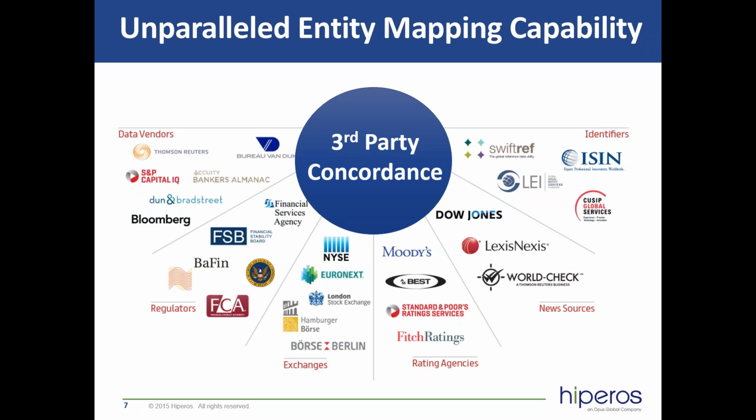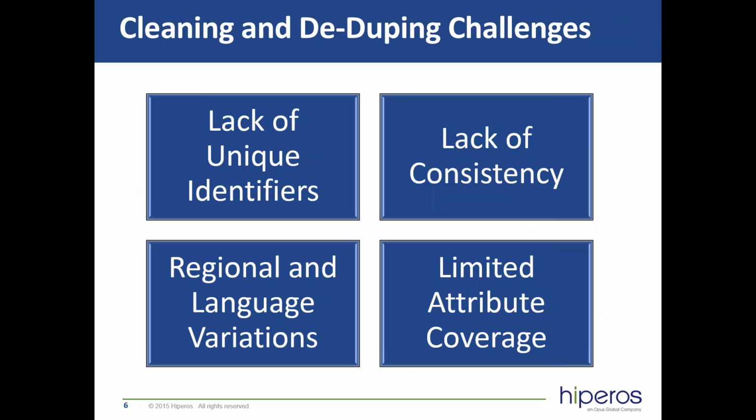So let's start off with the challenge. What is so difficult about keeping a set of data clean, up to date, free from duplicates, and populated with relevant contact information? In our experience, there are four main challenges of cleaning and deduping vendor lists. So first of all, there's a lack of unique identifiers. Trying to match together vendors and suppliers from different IT systems and databases can be challenging where there are no unique and consistently applied company-wide identifiers.